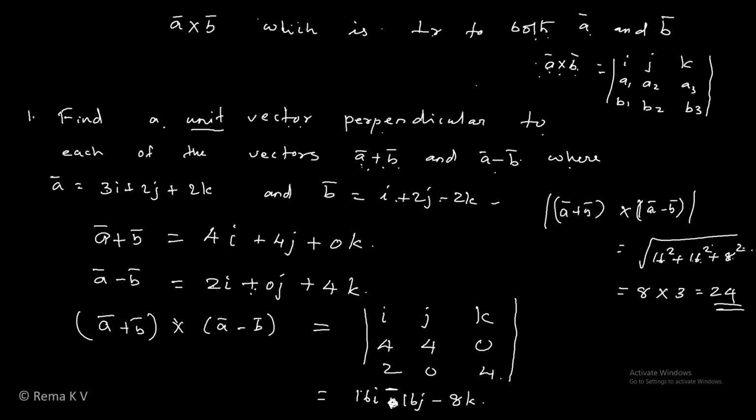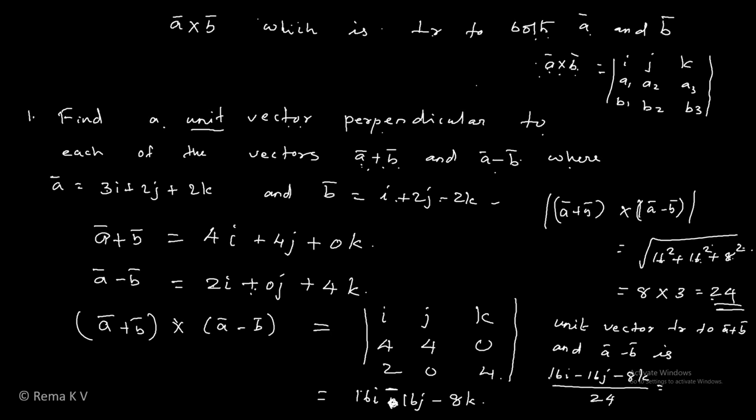So the magnitude of this vector is 24. So it is not a unit vector. We have to find the unit vector now. The unit vector perpendicular to a plus b and a minus b is 16i minus 16j minus 8k divided by 24, dividing with the magnitude.